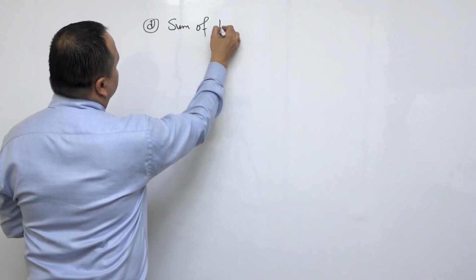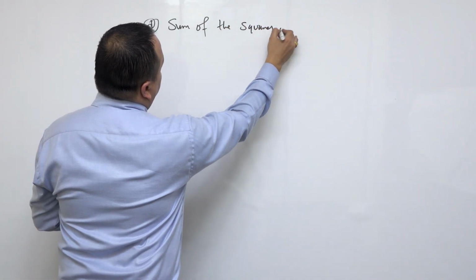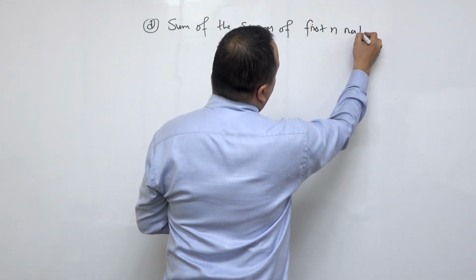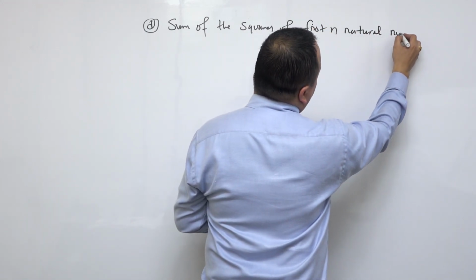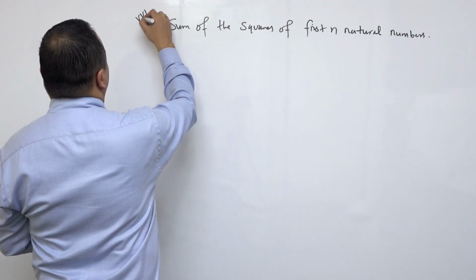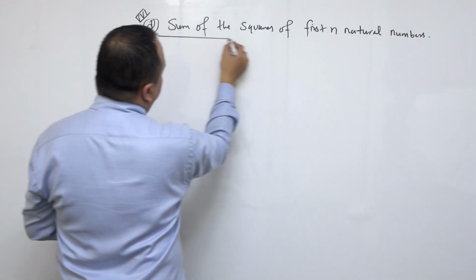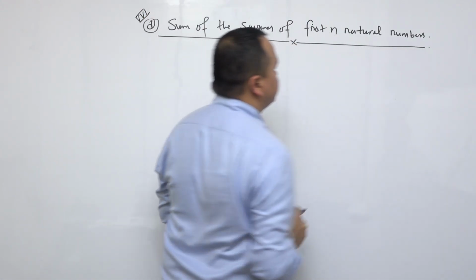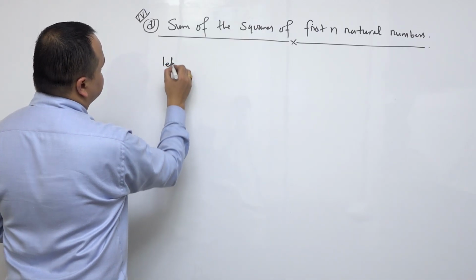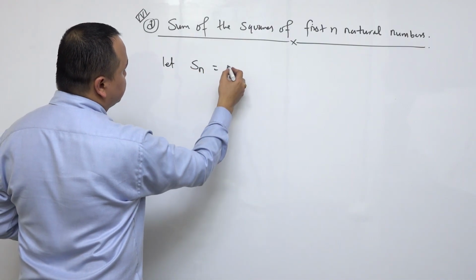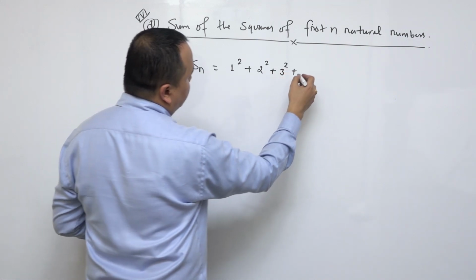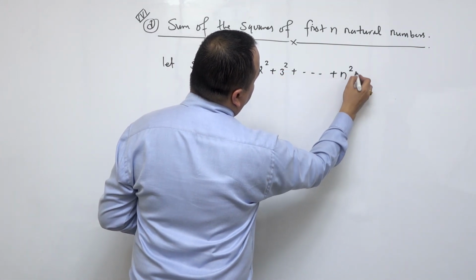Now, the sum of the squares of the first n natural numbers, which is very important for the exam. The derivation is very important for our exam. Let Sn is equal to 1 square plus 2 square plus 3 square plus ... plus n square.